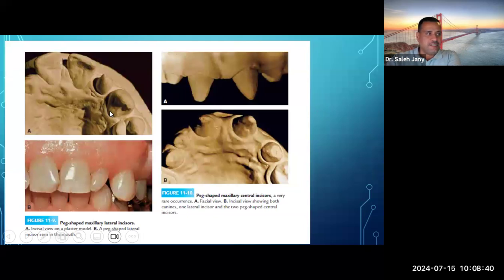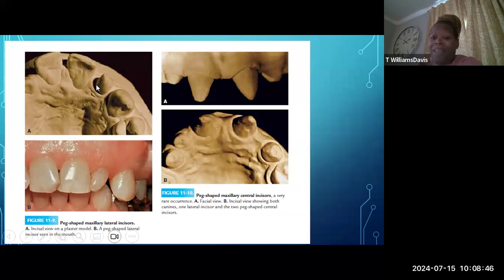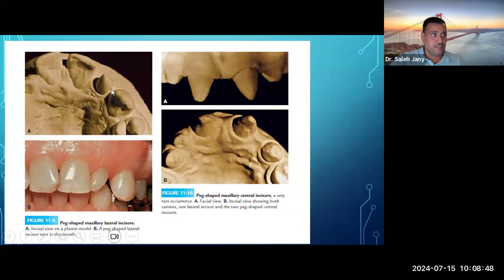And sometimes teeth look like a cone shape, peg shape. You've seen that. The treatment is a crown. You have to do a crown on it. The most common are the central incisor and lateral incisor, and sometimes the premolars are also peg shaped.